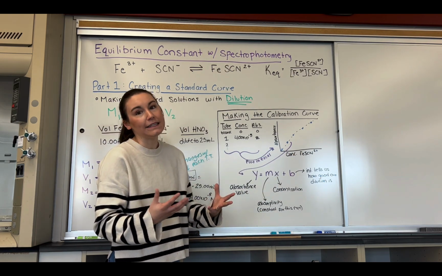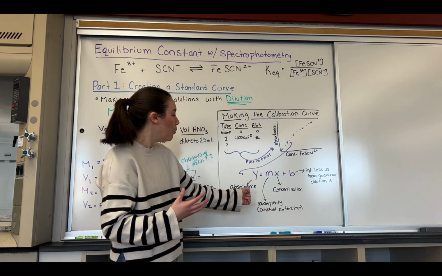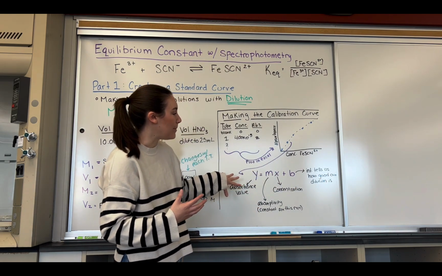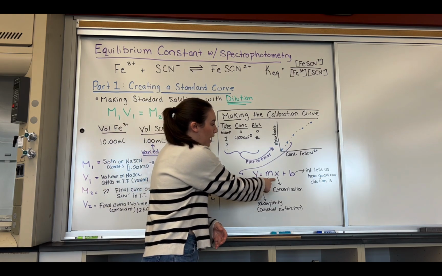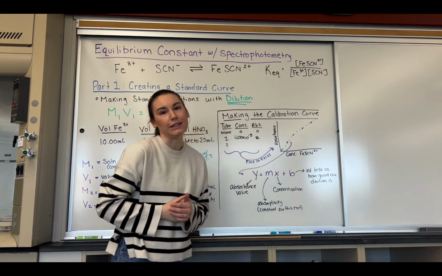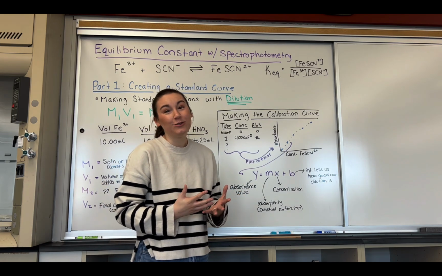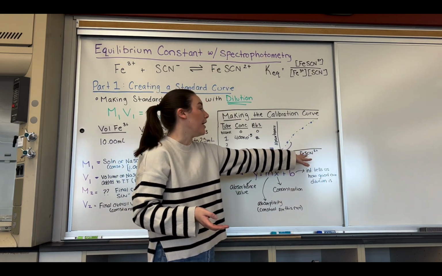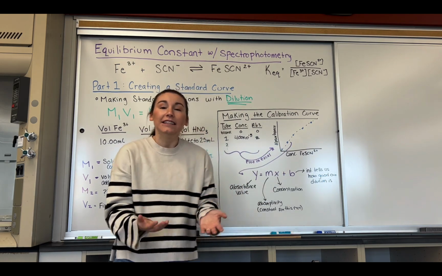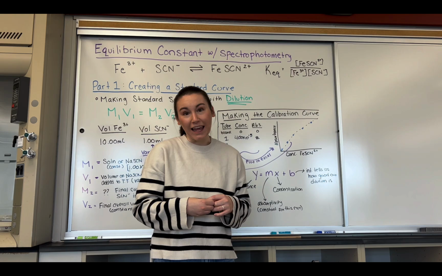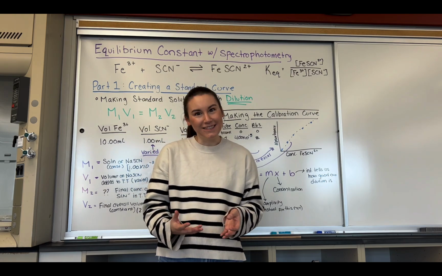What we're going to find in the second part of the lab is, well, if I know an absorbance value, and I know the rest of my y equals mx plus b, I know m, I know b, I can use that absorbance value to solve for concentration. And that concentration is the equilibrium concentration of the iron thiocyanate. That's how we're able to find the equilibrium concentration of iron thiocyanate, which we can then use in our ICE tables, right?